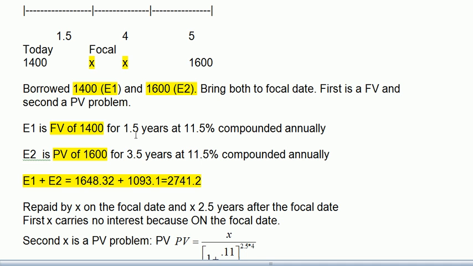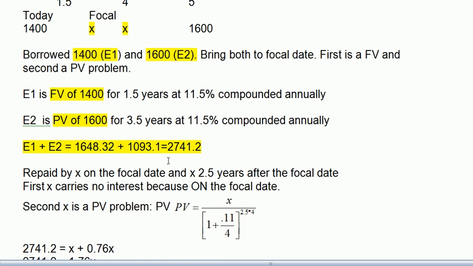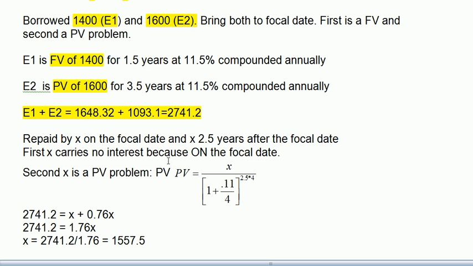First of all, E1 is the future value of $1,400 for 1.5 years at 11.5% compounded annually. And E2 is the present value of $1,600 for 3.5 years, because there are 3.5 years between the focal date and 5 years, at 11.5% compounded annually. So at the focal date, E1 plus E2 equal these two amounts, and please check that you can do those calculations.